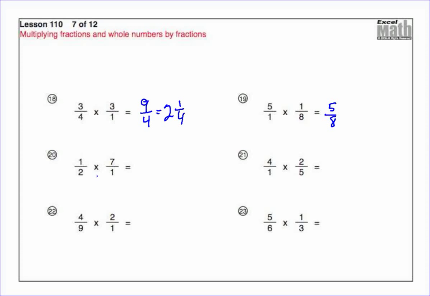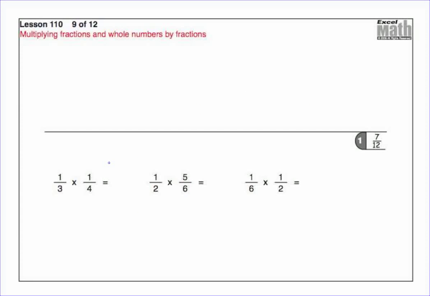This next one, you get 5/8. There's no way to reduce that. This one, you get 7/2. 2 goes into 7 3 times, remainder 1. 3 and 1/2. Here you have 8/5. 5 goes into 8 1 time, remainder 3. 1 and 3/5. This one is 8/9. No way to reduce that one. 5 times 1 is 5. 6 times 3 is 18. There's all your answers.